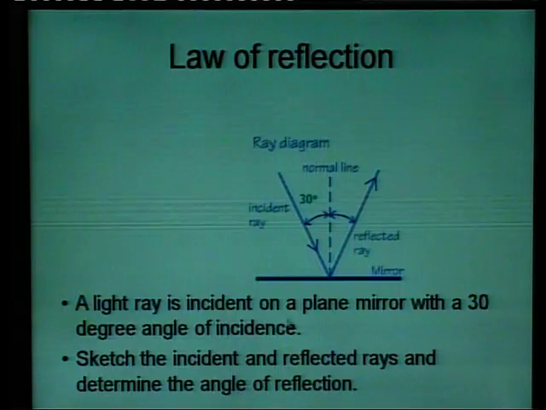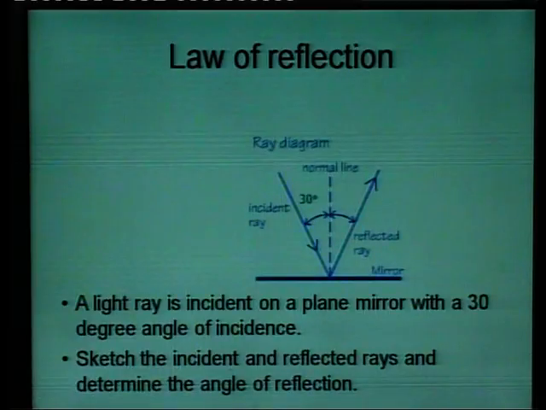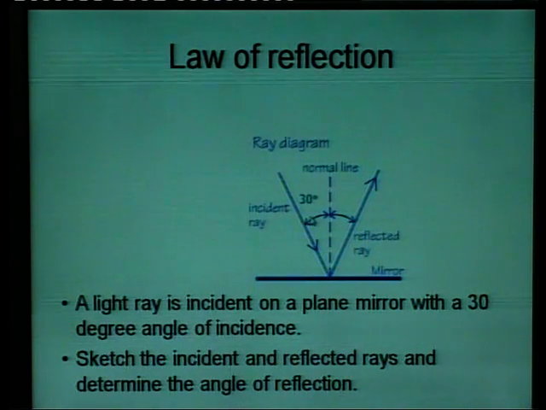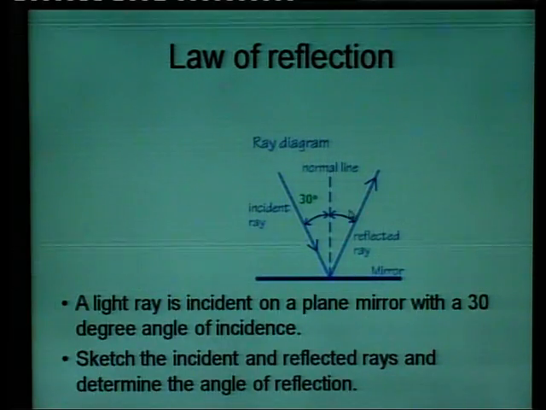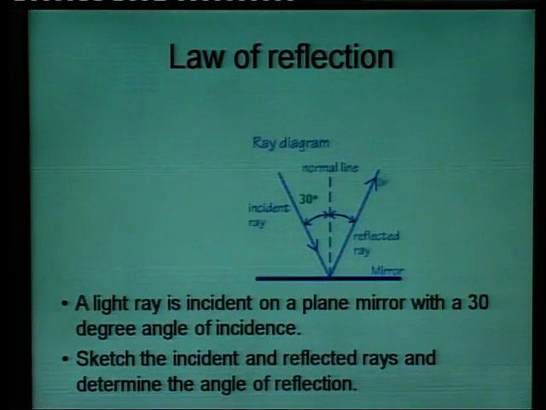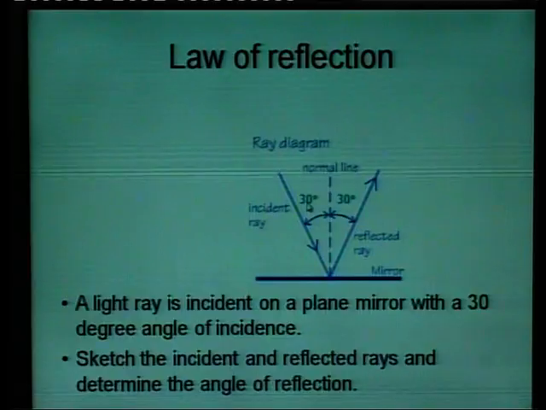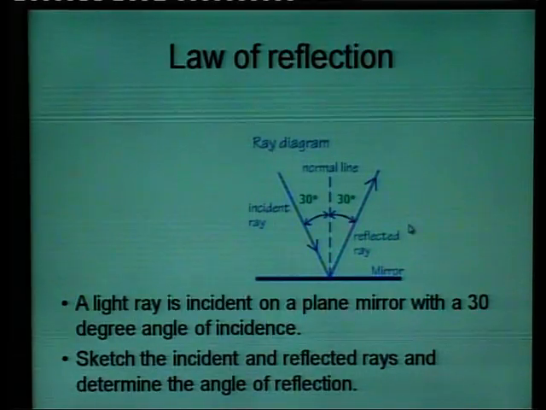A light ray is incident on a plane mirror with a 30-degree angle of incidence. The question is to sketch the incident and reflected ray and determine the angle of reflection. What is given to us is that the angle of incidence is 30 degrees. So find the angle of reflection and also sketch the ray diagram. This is the ray diagram: incident ray, normal, reflected ray. From the laws of reflection we know that angle I is equal to angle R. So naturally the reflected angle will be the same as the incident angle. I is equal to R, both are 30 degrees.